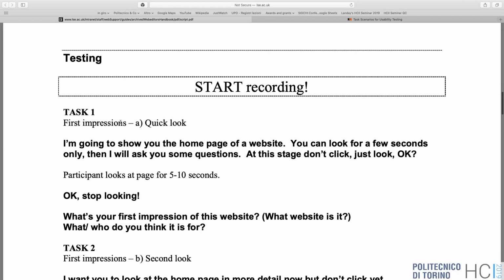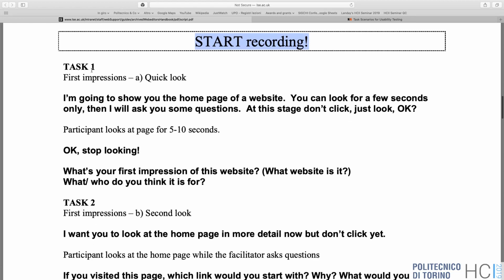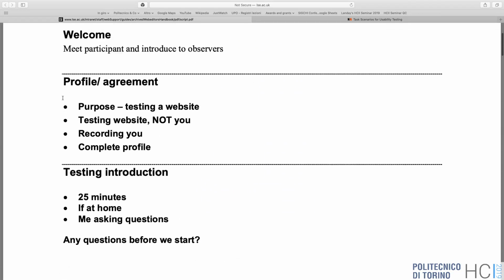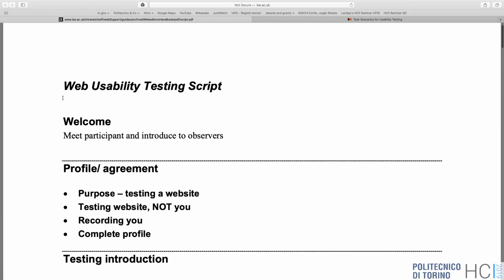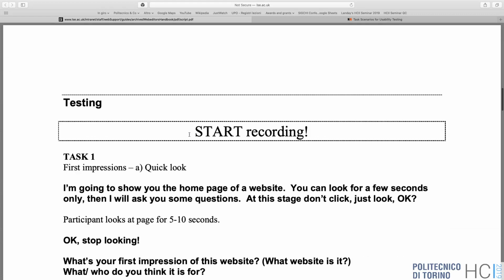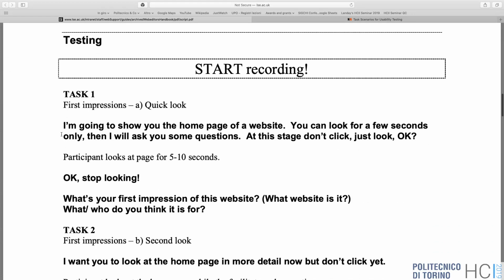that is structured in this way. You have some information for the facilitator. The start recording is not something that is for the participant. It's the facilitator who is reminded that he has to start recording. And you have what happens. So the facilitator probably introduces himself or herself before, meets the participant, introduces the observer. And then there are sentences that the facilitator is reading.